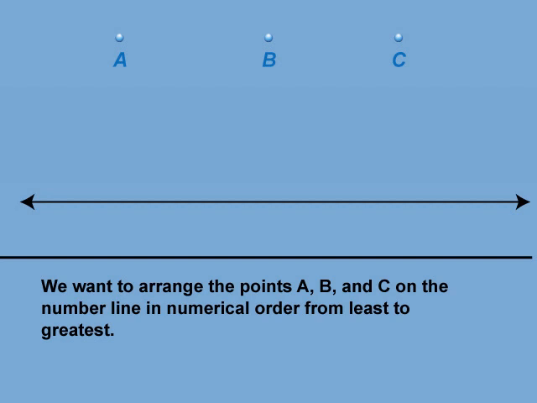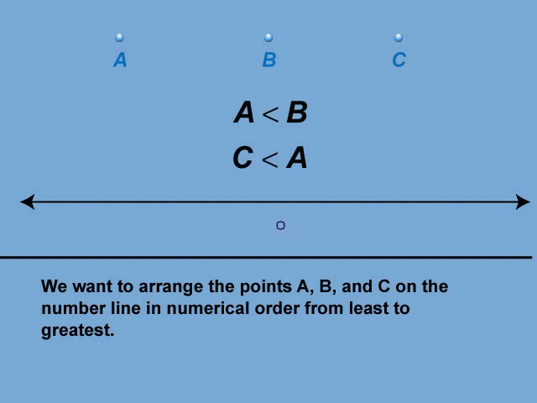We know that on a number line, lesser values are to the left and greater values are to the right. We're given 2 numerical relationships. A is deeper than B, so this means that A is less than B. We're also told that C is deeper than A, so this means that C is less than A. Let's graph these relationships on the number line.